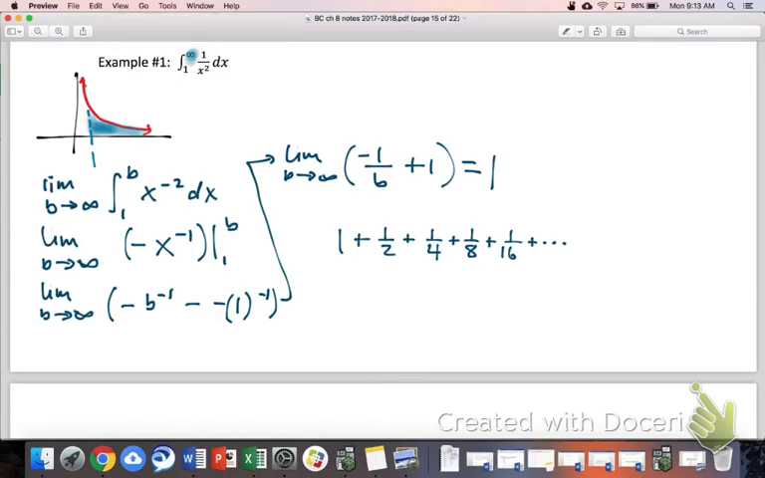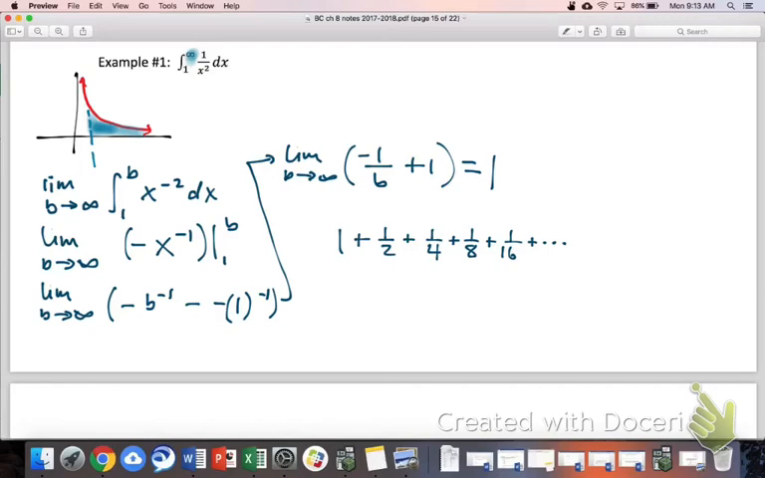1/2, right? Every time to get the next term, I'm multiplying by 1/2. 1 times 1/2 gives me 1/2. 1/2 times 1/2 gives me 1/4, et cetera, et cetera. Make sense? Okay. And so then this is a series, and so we're adding each successive term onto the previous sum.